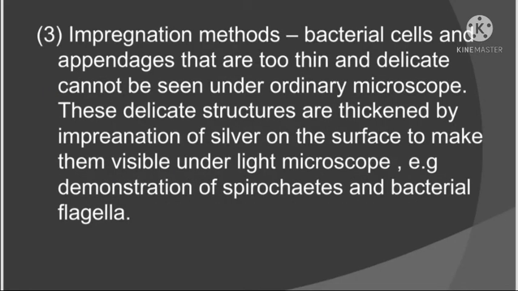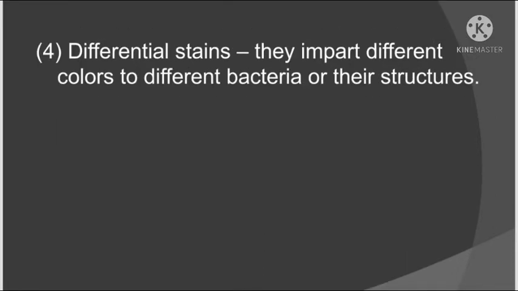Impregnation method. Bacterial cells that are too thin to be seen under the microscope become visible by silver impregnation on their surface, used for the demonstration of bacterial flagella and spirochaetes. Differential stains impart different colors to different bacteria or their structures.